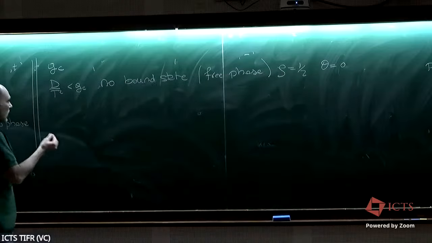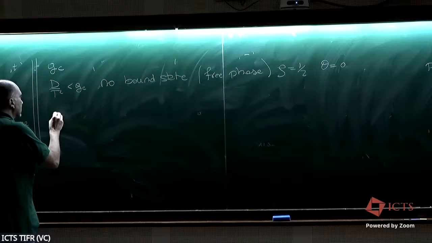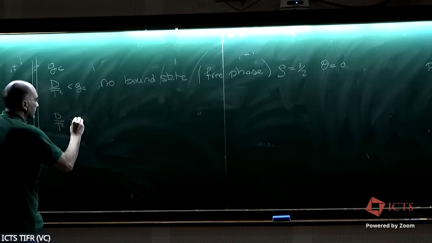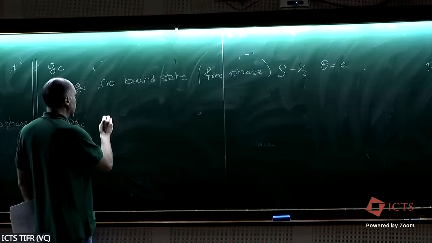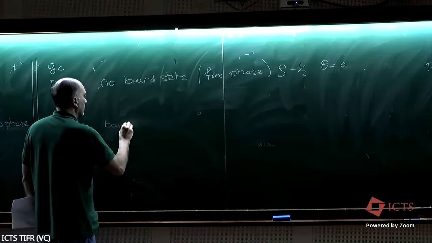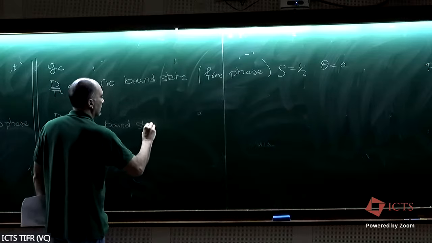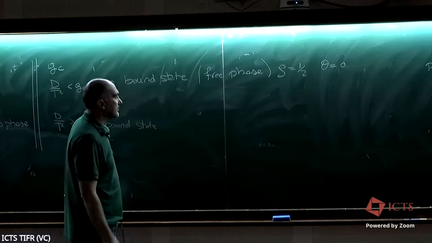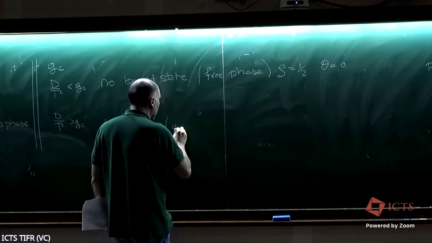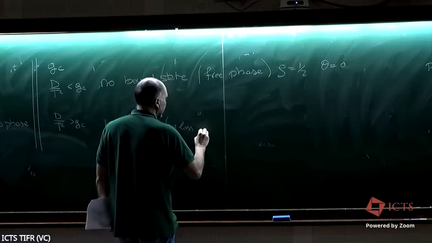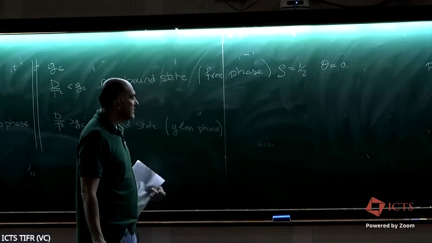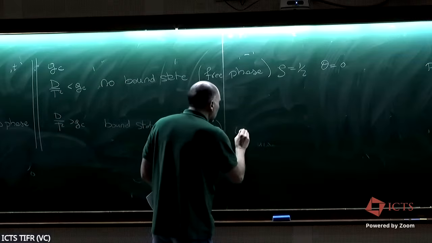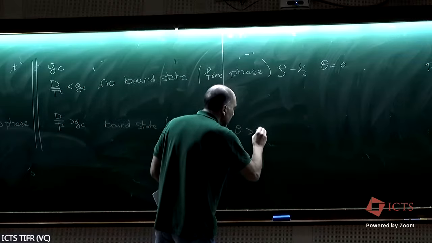Then when you are above this strength, the ground state appears. So at low temperature, you have a bound state. So you have a phase transition. So we have a glass phase. And what is interesting is that theta is bigger than 0.